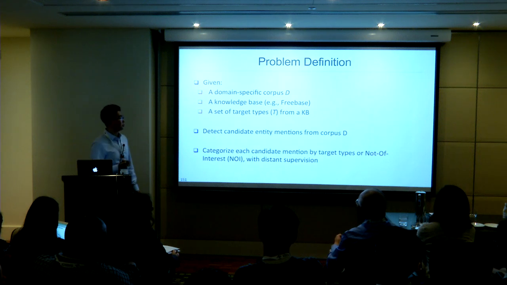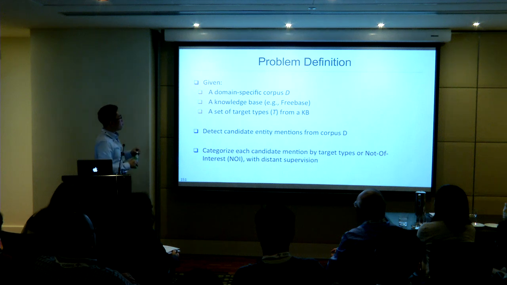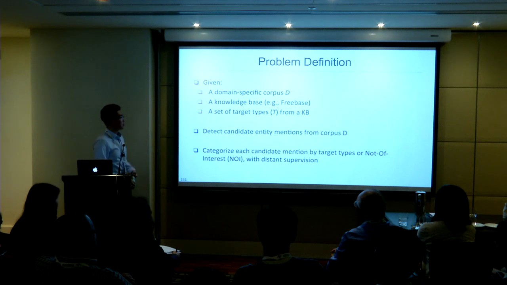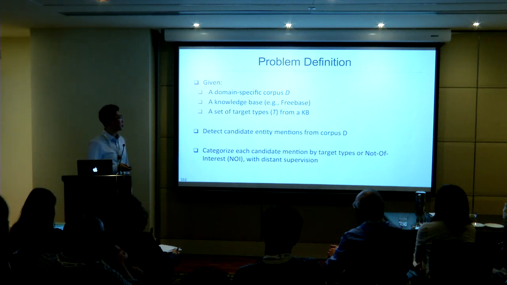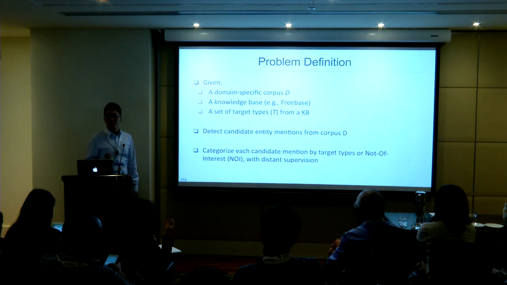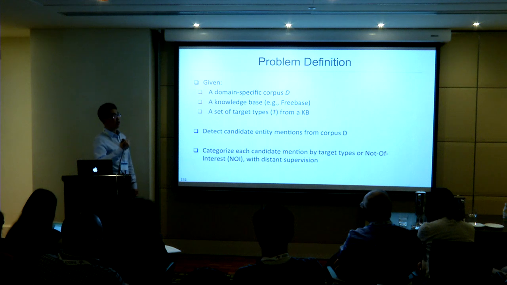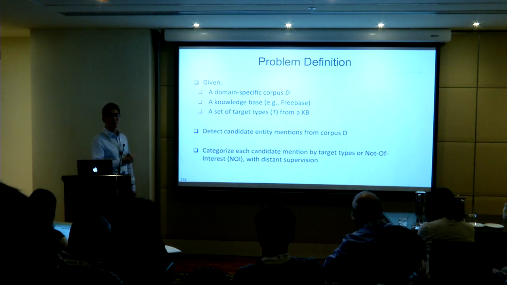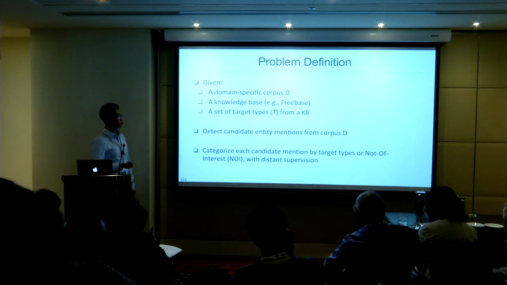Let's review the problem definition here. It's slightly different from the previous problem definition. Let's say a domain-specific corpus is coming to you, in front of you, and you have access to a general knowledge base, like Freebase, and you predefine a set of target types that you are interested in for this specific corpus. For example, food, restaurant, and location, organization for Yelp reviews, or you have person, location, event for news, NYT news corpus, or you have event, person, location for the tweets.